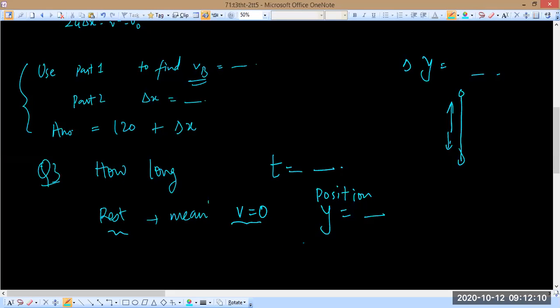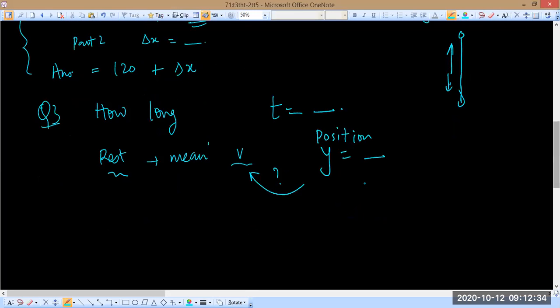From y, how do you find v? I'm sure you know that. From position, how do you find velocity? Yes, dy by dt. Very good. So you do dy by dt, right?